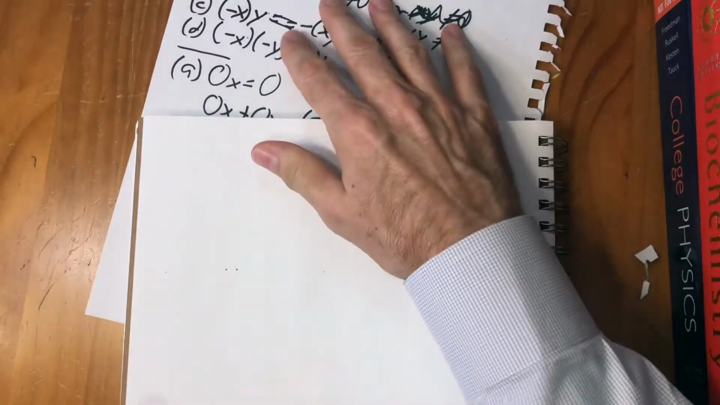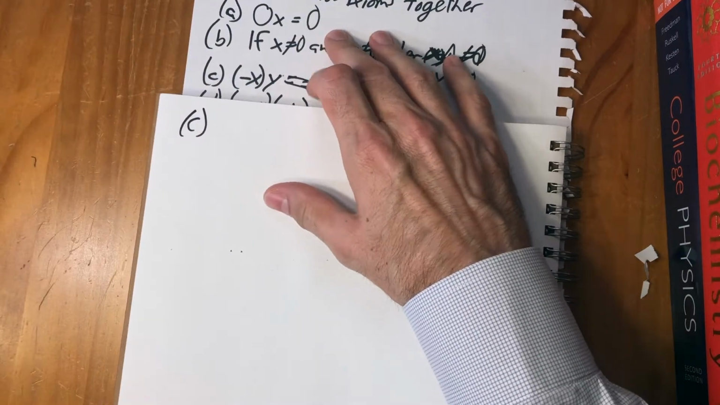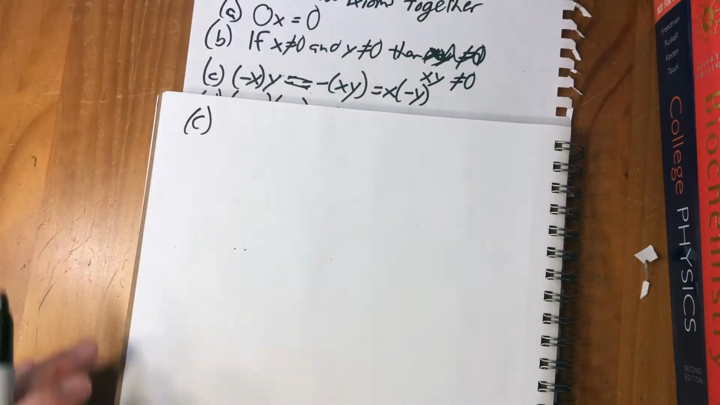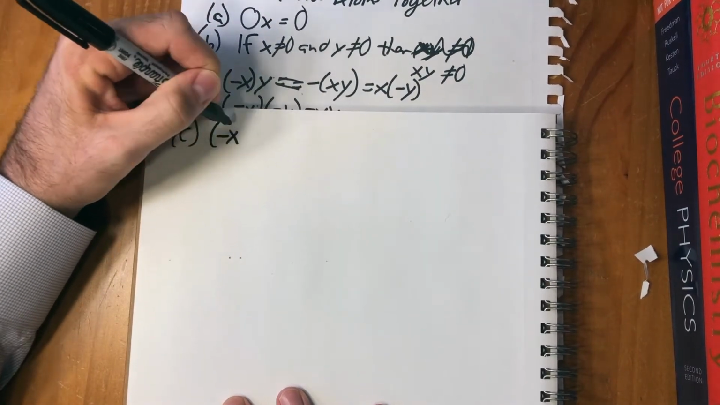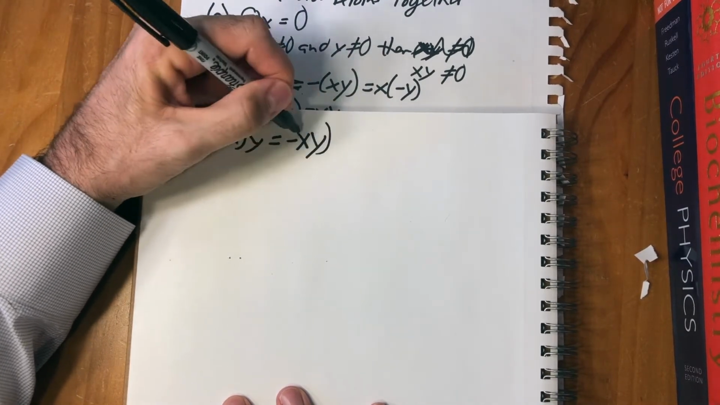And take this off again. So C, to prove C, we have to show two halves. First we have to show this equality, then we have to show that equality. So we want to show that minus x times y equals minus xy.